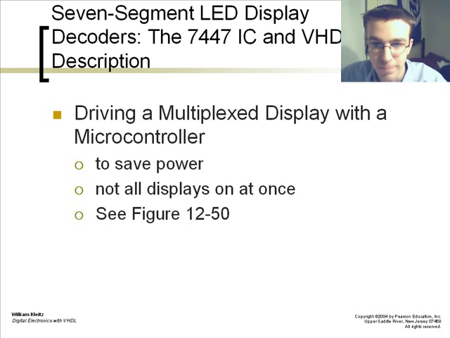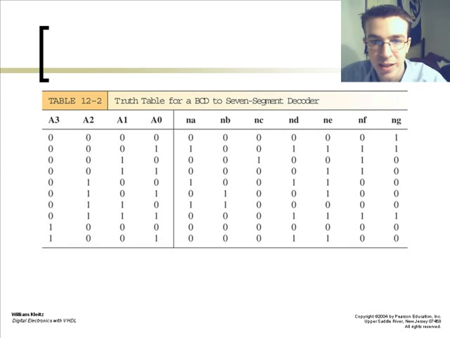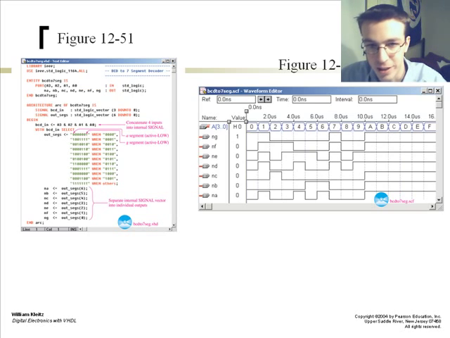And you can drive a multiplexed display with the microcontroller to save power, so not all displays are on at once. As in this example, you can have one display, or one piece of one display, on at a time. And this is a truth table for that same BCD to 7-segment decoder for the display. So you take your 4 bits and they correspond to a different value with your A, B, C, D, E, F, and G segments of your 7-segment display.